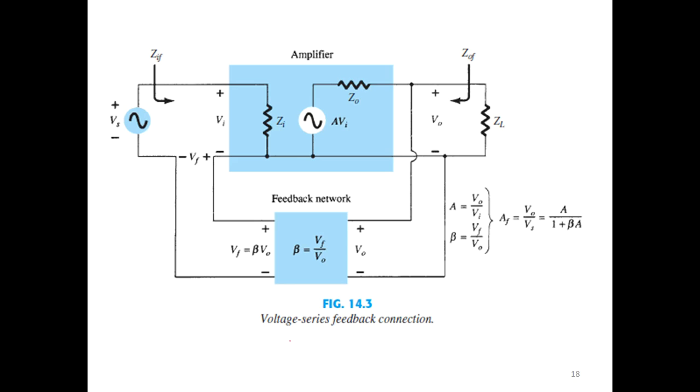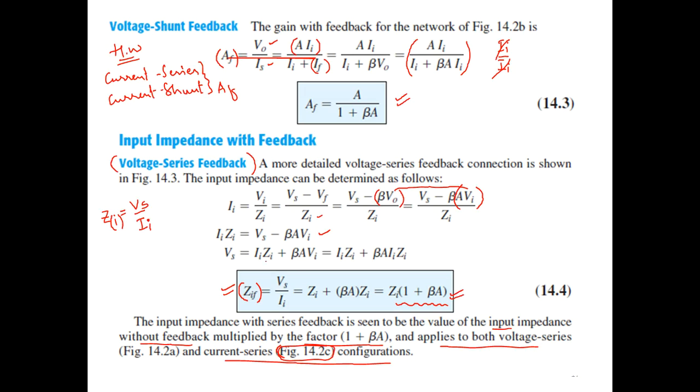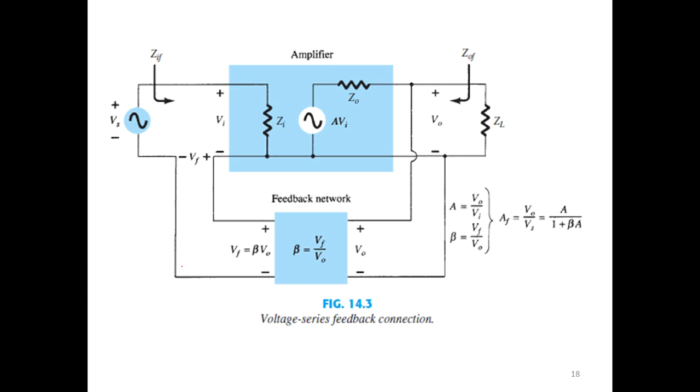So how do we represent it in the form of a small signal model? What has been done here? See, we have the expressions for Zi, we know the expression for AF and ZIF, and we'll have to find out the expression for output impedance with feedback also. So once we obtain these expressions, we'll have to draw the corresponding small signal equivalent, and then represent it. So how it is being done, right? You can just observe here.